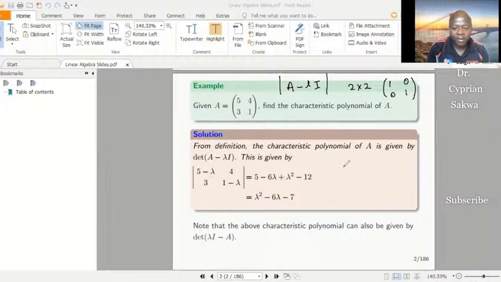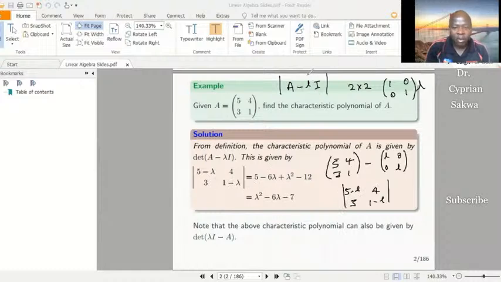I've said that if I have this A, which is 5, 4, 3, 1, I should subtract from it lambda I. So lambda times this I will be lambda, 0, 0, lambda. When I do this subtraction, you find 5 minus lambda, then 4 minus 0, which is 4, then 3 minus 0, which is 3, and 1 minus lambda here. And we're getting the determinant of this matrix.